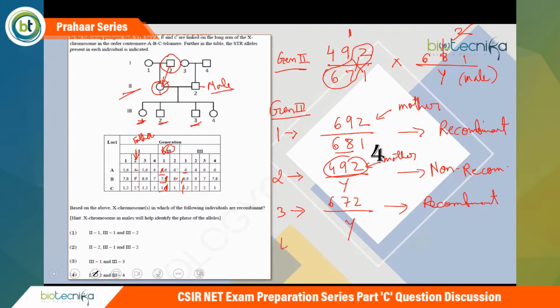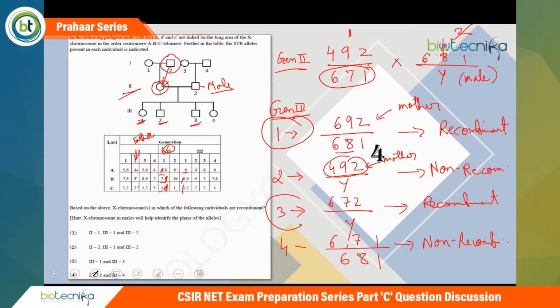Okay. The fourth individual is again a female. For one chromosome, we straight away write down the genotype of the father for the X chromosome. So it is 6, 8, 1. Eliminate 6, 8, 1. What are we left with? We are left with 6, 7, and 1. Does the mother have it? Yes, the mother has that 6, 7, 1. That means she is non-recombinant. She is getting the parental chromosome only from the mother. Now the question is, who are all the recombinants? So the recombinants are generation 3's individuals 1 and 3.